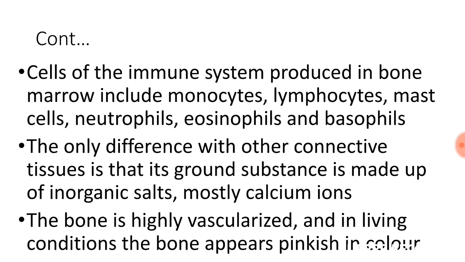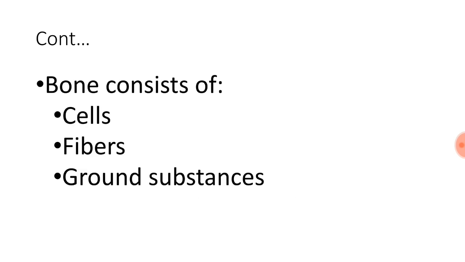The bone is highly vascularized, and in living conditions the bone appears pinkish in color. So bone ni tissues ambazo ziko highly vascularized, zina supply ya kutosha ya blood vessels na blood supply, and in a living condition the bone appears pinkish in color. The bone consists of cells, fibers, and ground substances known as matrix.